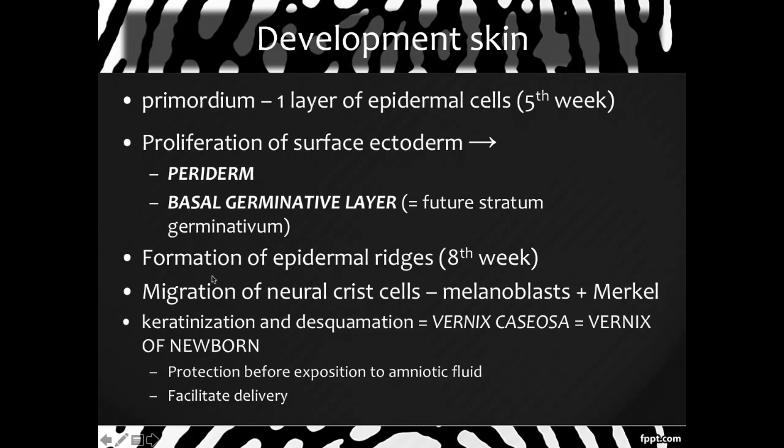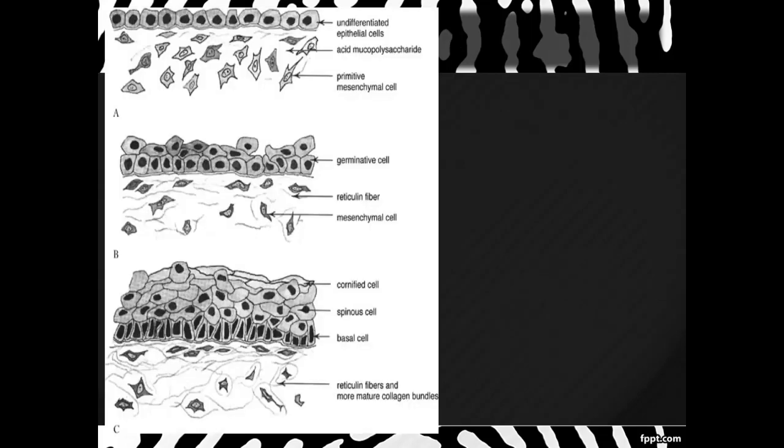During the 9th week, there is a migration of neural crest cells. So the melanoblasts, precursors of melanocytes, and Merkel cells will migrate into the future basal portion of skin. And keratinization and desquamation create part of the vernix caseosa, as I mentioned. It's the vernix of the newborn, which protects the body against the amniotic fluid, and it is composed of desquamated cells, hairs, and the product of sebaceous glands.